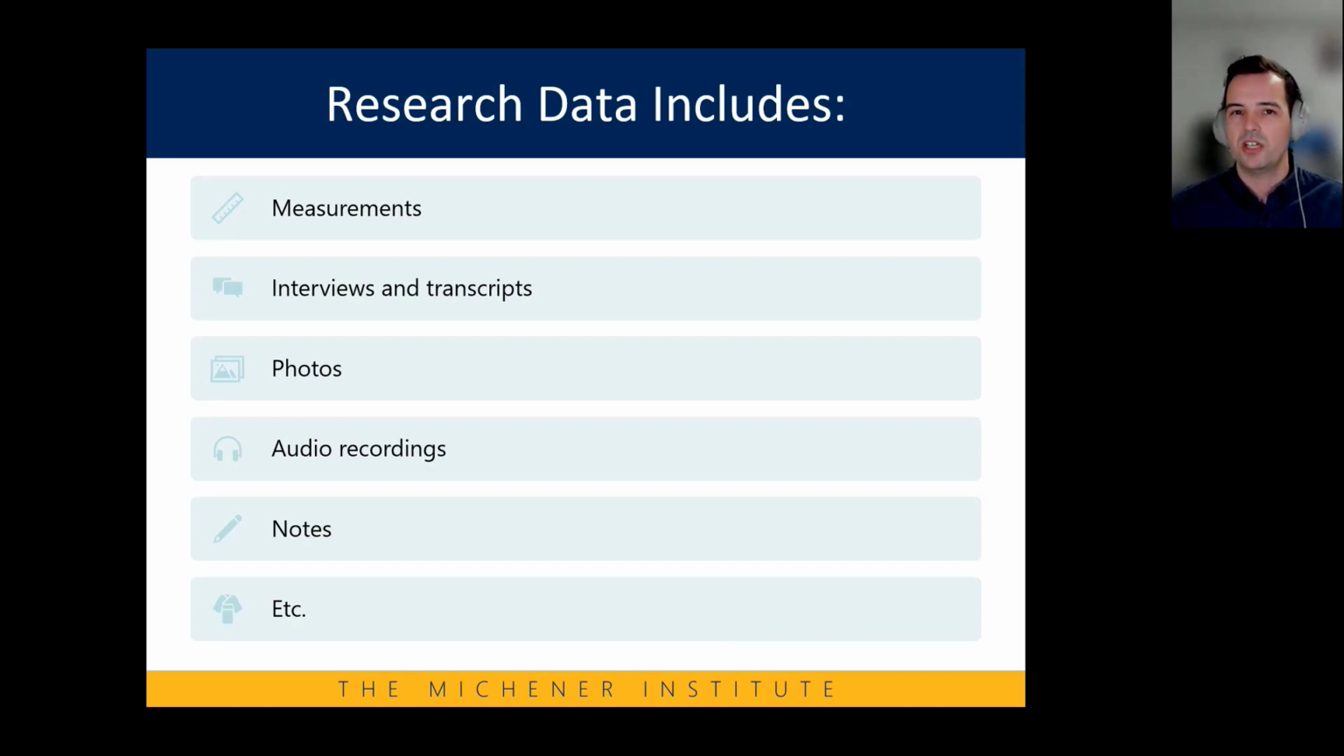All the notes that you take during the production of your research. And then I just have etc. at the end, because no research data management plan or description can encompass all of the various things that are created when you're beginning your research, or even in the midst of your research. Some of this may need to be added later as you realize that you're creating data that needs to be stored in an organized manner.